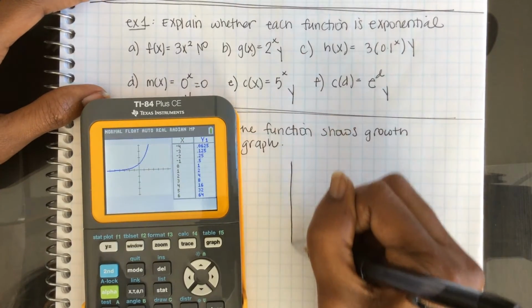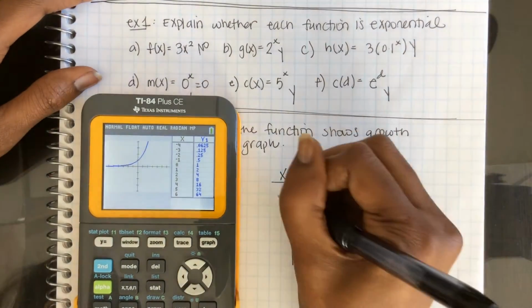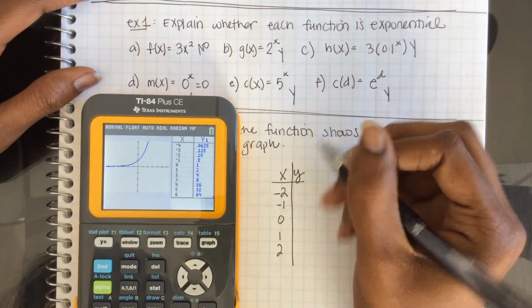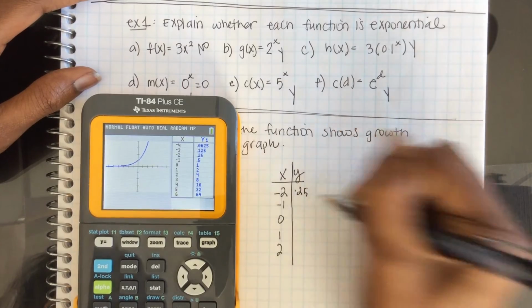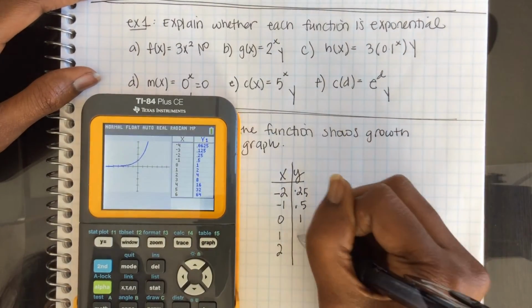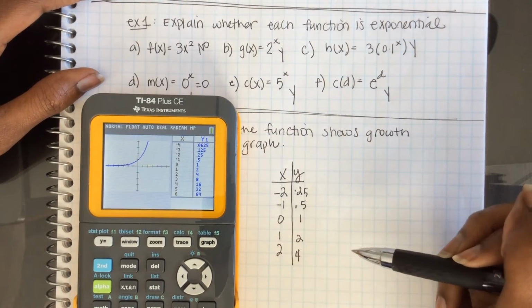So my table from my calculator, and a good 5 points to choose always are -2, -1, 0, 1, 2. And for -2, it's 0.25, -1, it's 0.5, 0, it's 1, 1, it's 2, 2, it's 4. If you'd like to do more points than that, that's fine.